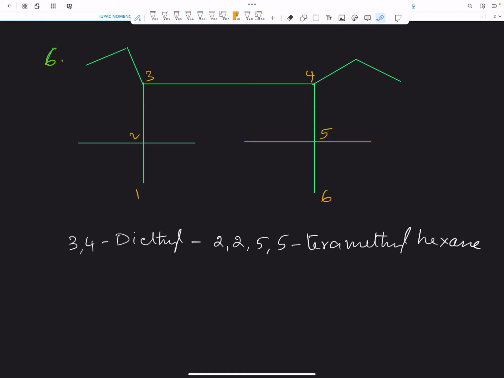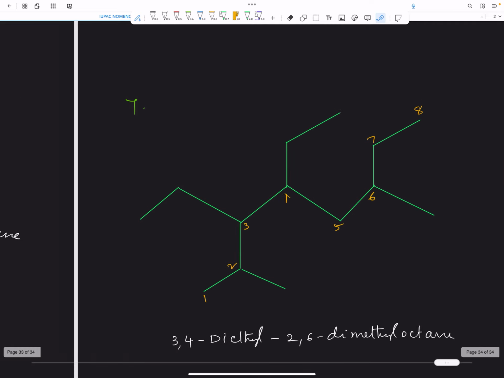Please keep in mind that di here represents that the ethyl group is present 2 times, but the name of the substituent is not diethyl, it is just ethyl. Similarly, tetra doesn't mean the substituent name itself is tetramethyl, but it says that methyl groups are present 4 times. So, the D of di and the T of tetra are not included in alphabetical ordering when writing the IUPAC name.